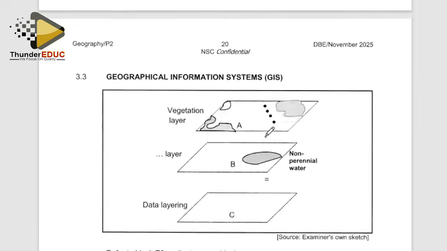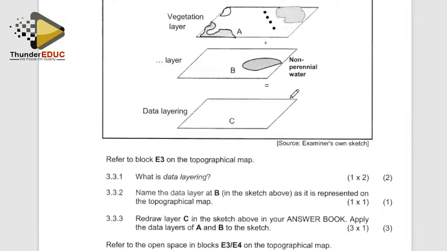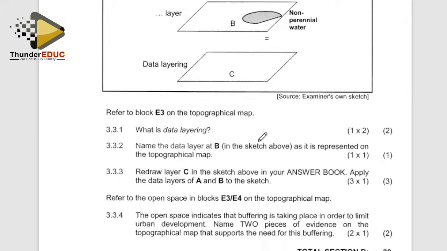Right, that takes us to GIS. We are looking at data layers. There's a vegetation layer. There is another layer with non-perennial water, and then data layering. Right. So what is data layering? Basically, layering is projecting, like what is shown there.